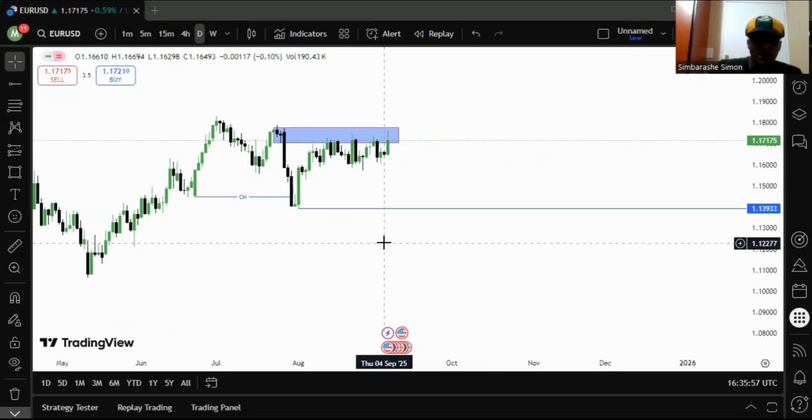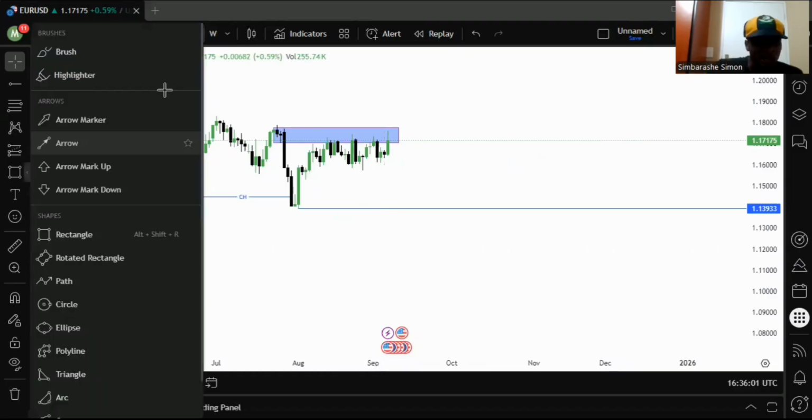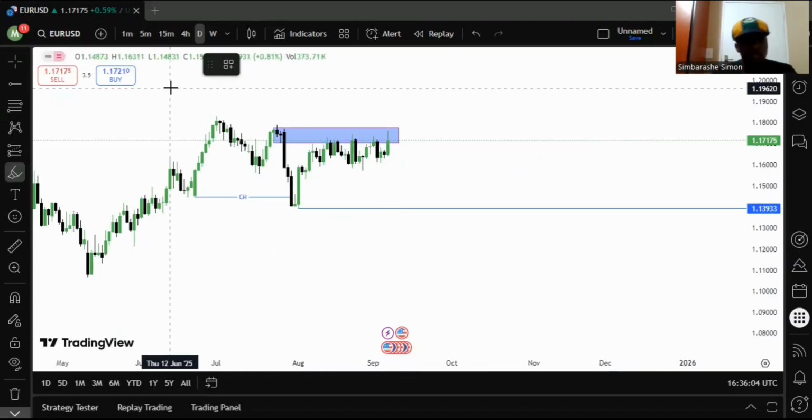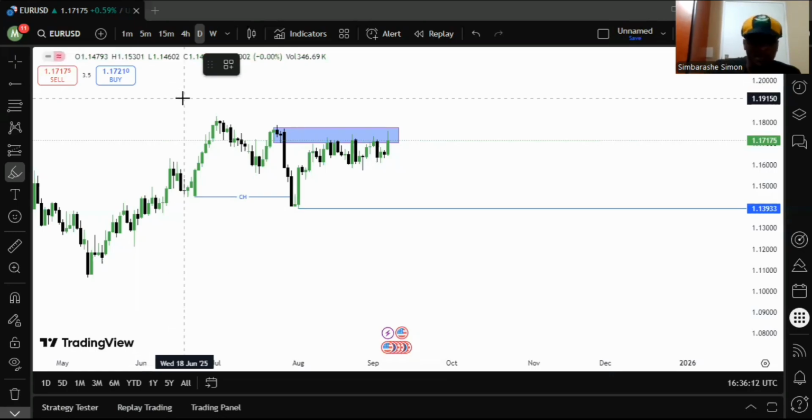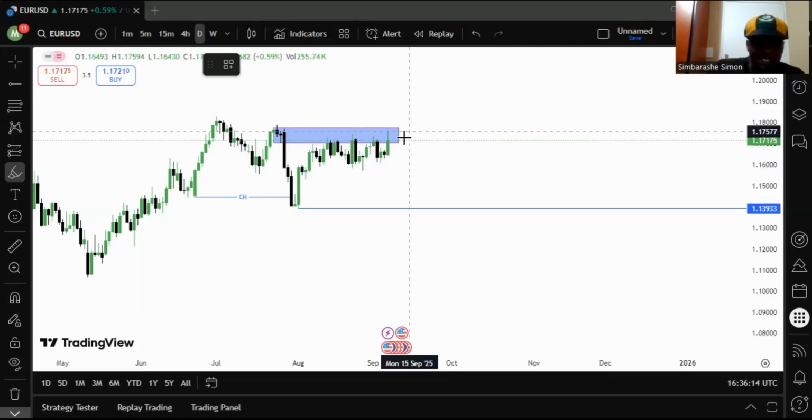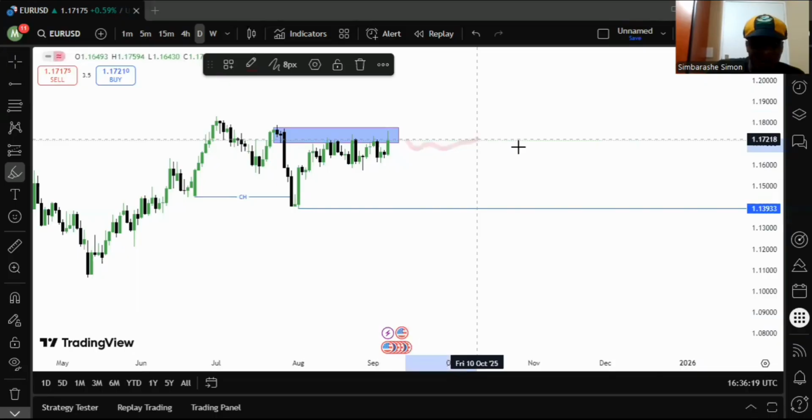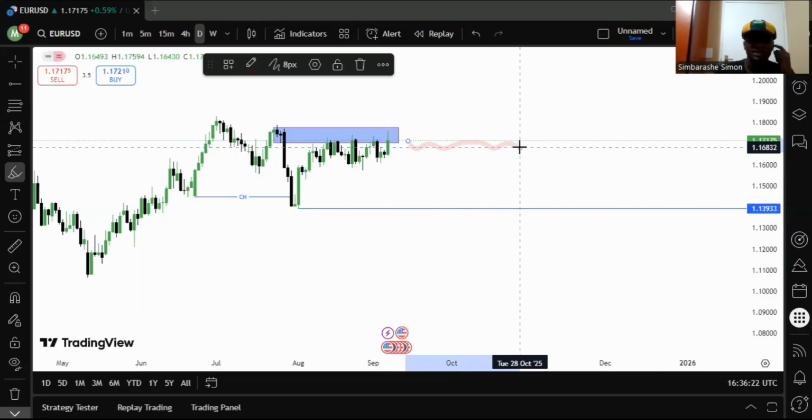So here, let me just analyze. What do you see here? Let me start from weekly. From weekly, we are bullish, like I said. Then on daily we are bearish. But in bearish, we are rallying into a supply zone here. The market has been consolidating for, I think, two to three weeks.